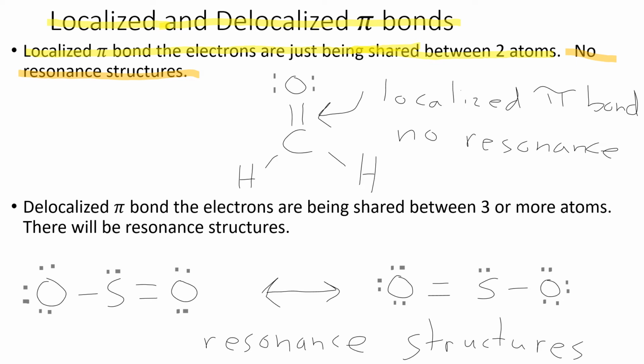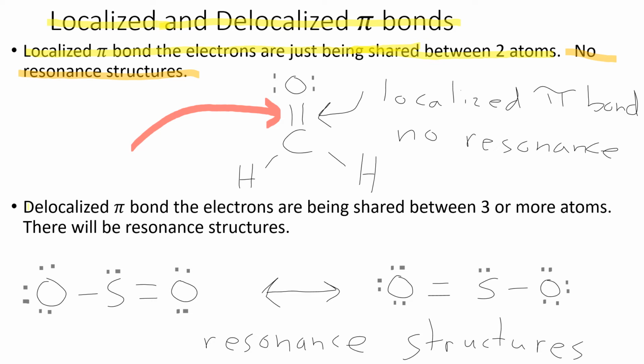So if we look at the example molecule that we have, CH2O, one of those bonds in the double bond between the carbon and the oxygen is a pi bond. And there's no resonance structures involved with that. We could not write any resonance structure for this molecule. That means those electrons are just being shared between the carbon and the oxygen. The other atoms are not involved. So that's localized. There are no resonance structures in play.